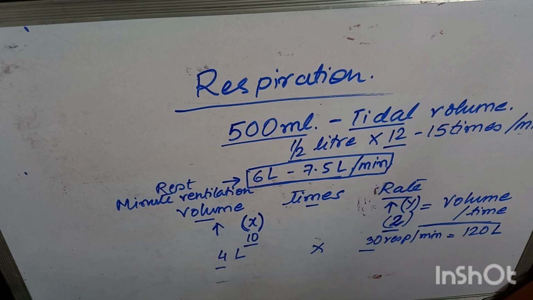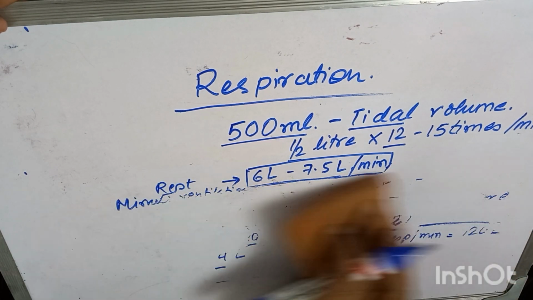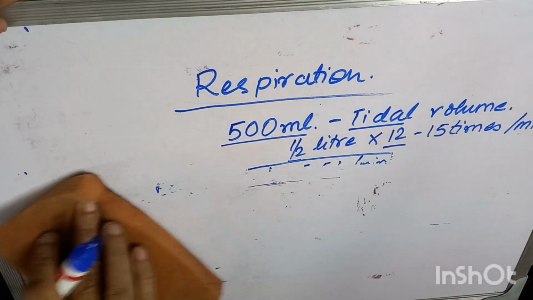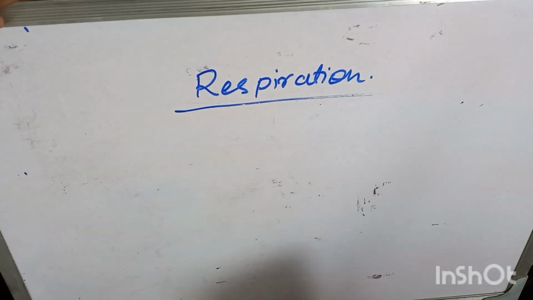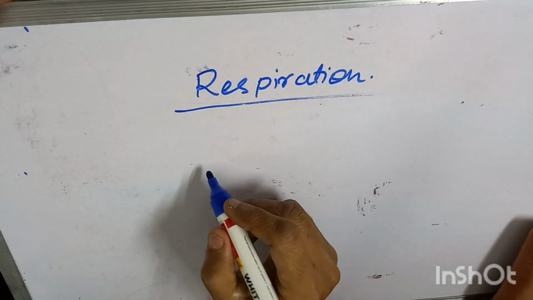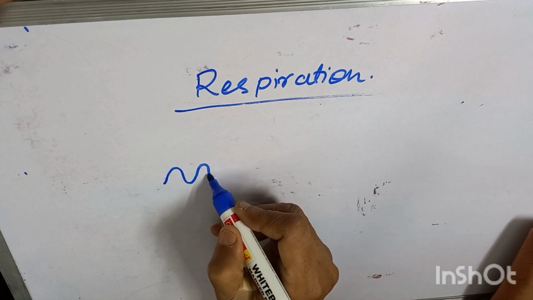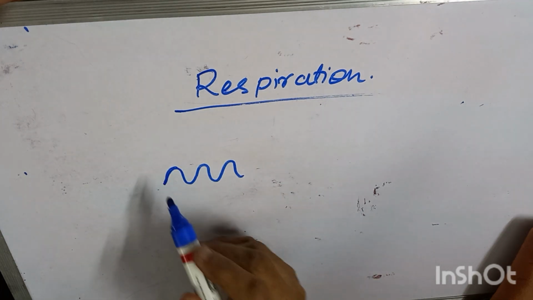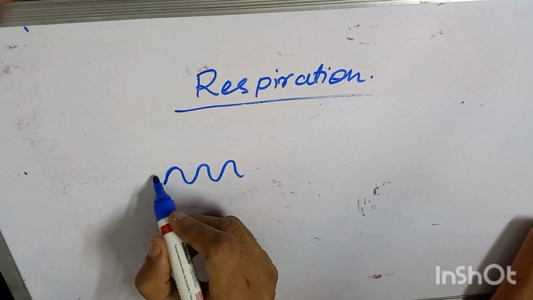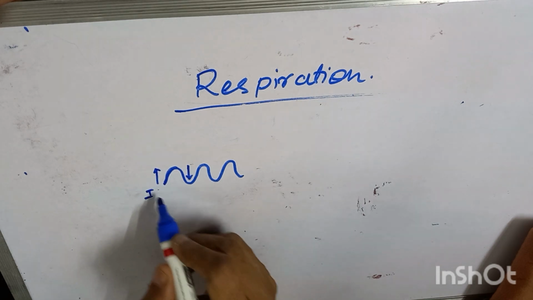Now I'll go into the details of this volume and rate. While I go to the details, I'll have to draw a few curves and I'll explain those curves. Up to now, what is clear is that we are taking in 500 ml of air and breathing out 500 ml of air, again and again. If I depict it by this wave, this part is the inspiratory part and this part is the expiratory part.